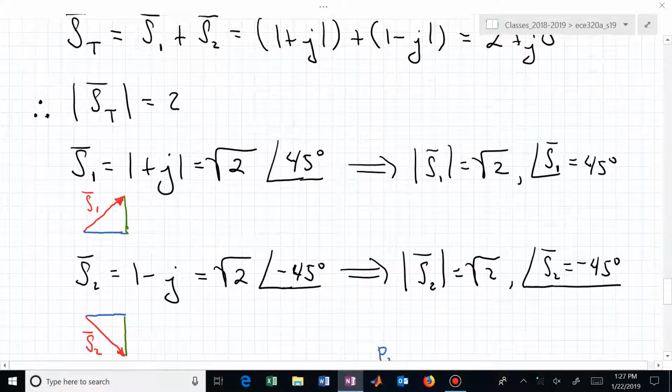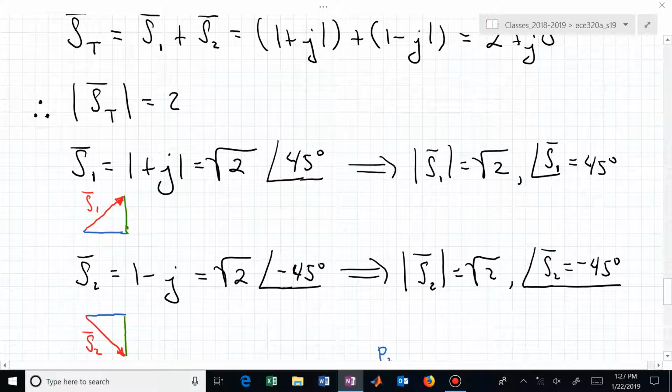Likewise, S sub 2 is 1 minus J. That has unit real and unit reactive. In this case, the reactive component is capacitive, so it's a negative Q. But now we have for its magnitude still just the hypotenuse length, which is the square root of 1 squared plus 1 squared, or the square root of 2. We have an apparent power of S sub 2 of the square root of 2.